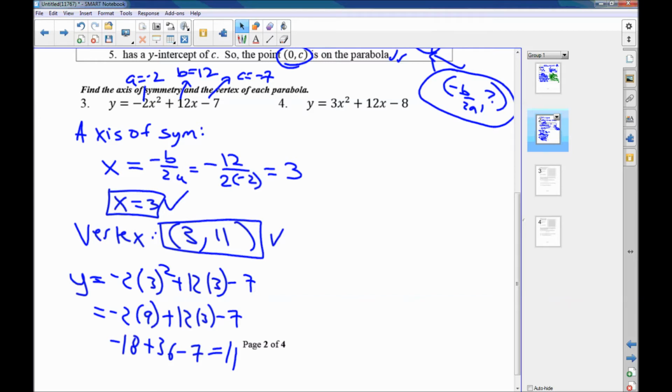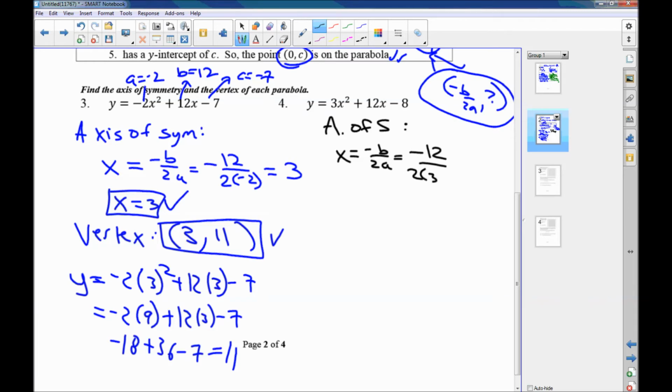All right. And number 4, same thing. So axis of symmetry. We don't know what that's going to be. To get that, we say x equals negative b over 2a. That's a formula we're going to need to memorize. And we're going to plug in negative 12, because b's value is 12, over 2 times 3. So negative 12 over 6 is negative 2. So here is our axis of symmetry, x equals negative 2.